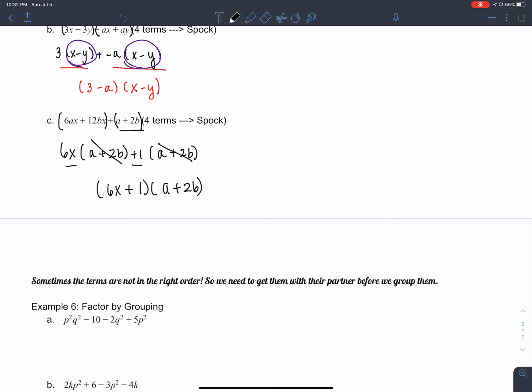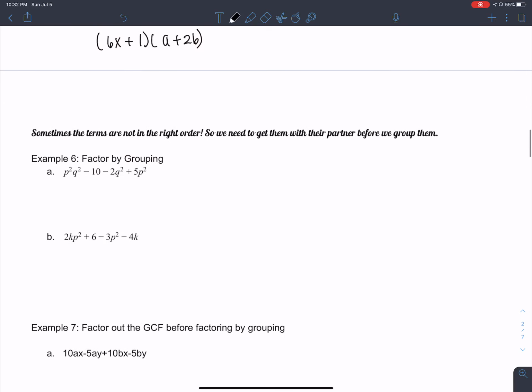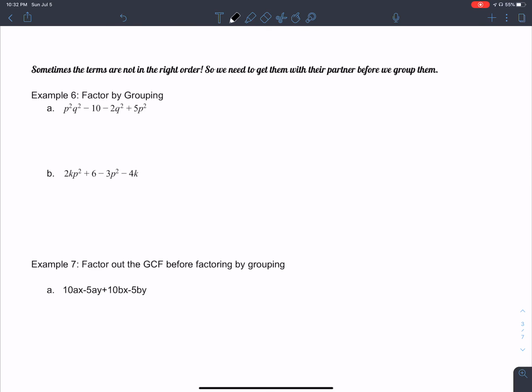Now, sometimes when we factor by grouping, they're not in the right order. What we need to group isn't there. So, like this one, it's not right. So you need to get the terms together correctly. If you look here, these two make more sense being together because they have something in common, 5. And these two make more sense being together because they have something in common, q squared. So how I would do this is I would do p squared q squared. Remember, take the sign with it. Minus 2q squared plus 5p squared minus 10.